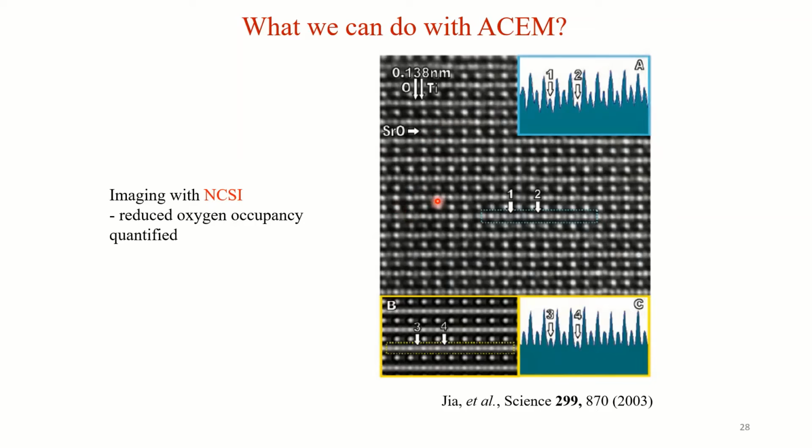Here this is strontium titanate at 110 projection. Generally, if you record an annular dark field image of strontium titanate, you won't be able to observe low Z elements or low Z atoms like oxygen. But in NCSI, here you can clearly see the oxygen atoms are visible. It was the first time oxygen atoms were imaged using the NCSI technique.